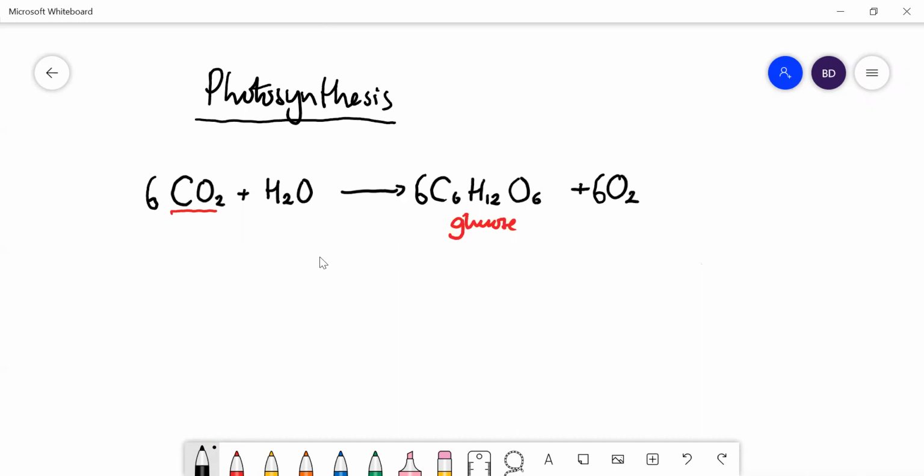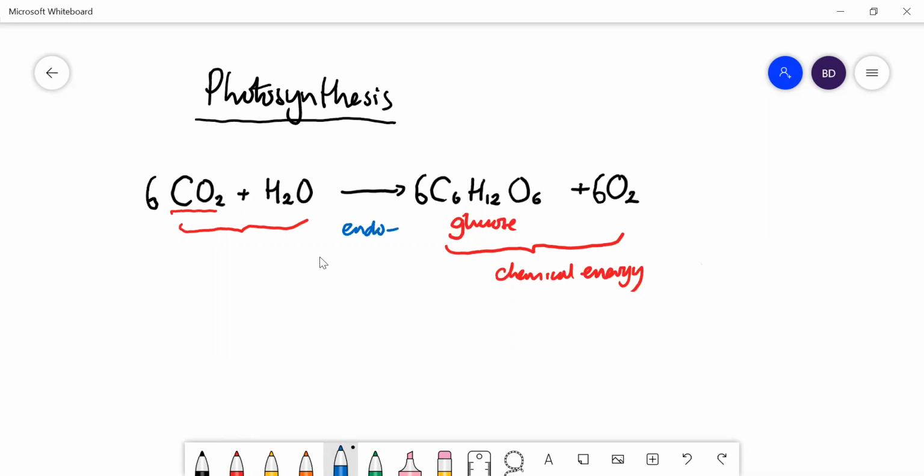Okay, now the thing to realize there is that there's very little chemical energy in carbon dioxide and water, not much chemical energy at all, whereas this has got a lot of chemical energy stored in oxygen and in glucose. Okay, so that reaction is very endothermic and it won't happen. Generally speaking, it's impossible to make that reaction happen.